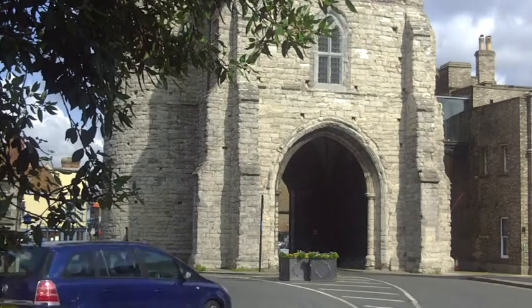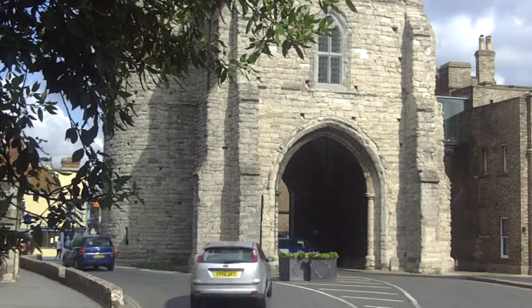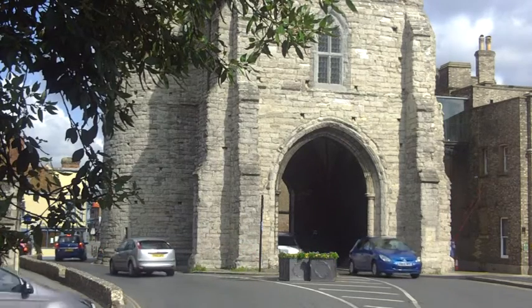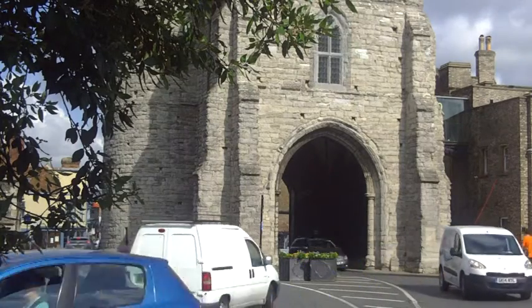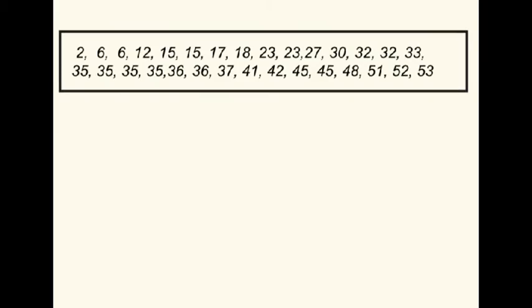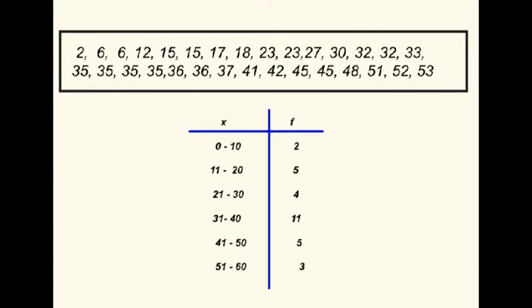Westgate Towers in Canterbury, England. I did a little survey in which I checked how many vehicles were passing through the tower in a 1-hour interval for a 30-hour period. I organised the numbers of vehicles in ascending order, and then I made a grouped frequency table showing how many times vehicles within a certain class were passing through.